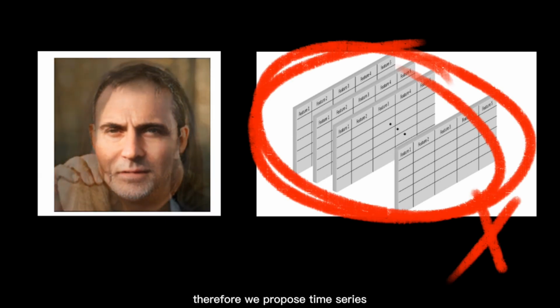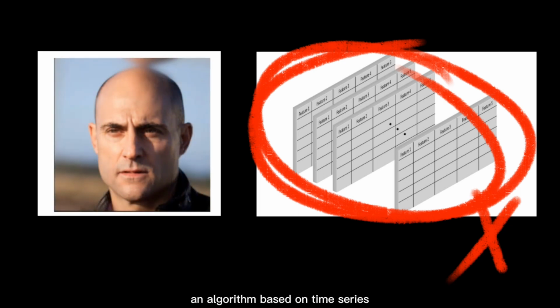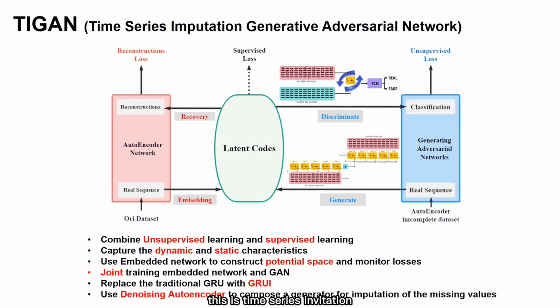Therefore, we propose the time series imputation generative adversarial network, an algorithm based on time series generative adversarial networks. It combines unsupervised and supervised learning to capture both dynamic and static features of time series. Construct the latent space using an embedding network with stepwise supervised loss. Jointly train the embedding network and the GAN. Replace the traditional GRU with GRUI. Use a denoising autoencoder to form generators for missing value imputation.